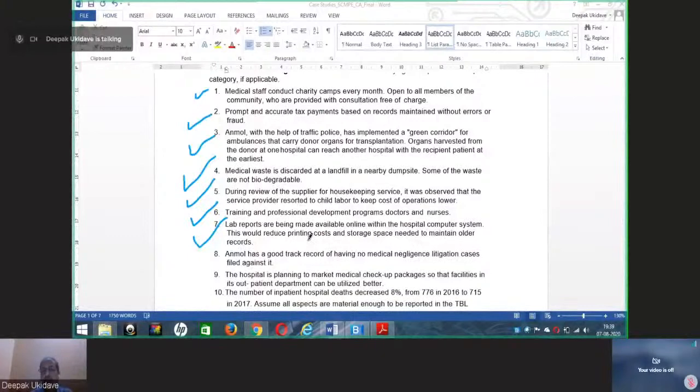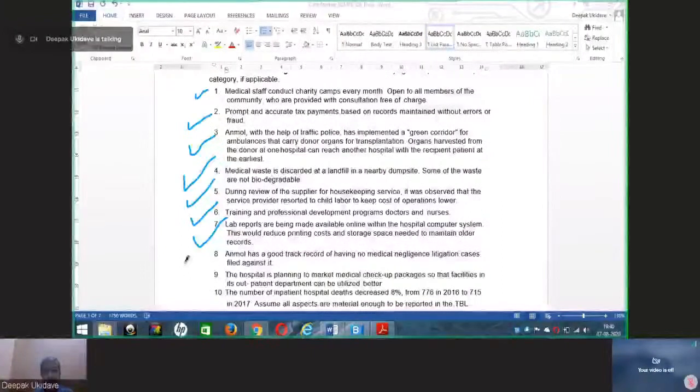Nowadays we are having online classes, online learning. So why not lab reports also being made available online, so that even the patient or his relatives don't have to go to the counter of the pathology lab and collect the report, right? Reports are available online on their smartphone. They can just view those reports and show it to the doctor and take the consultation and further remedial action. And this will also reduce, from the hospital's point of view, printing cost and storage space needed to maintain the older records.